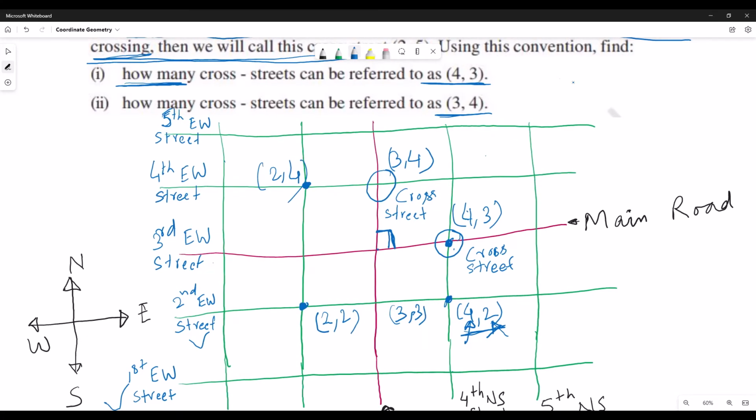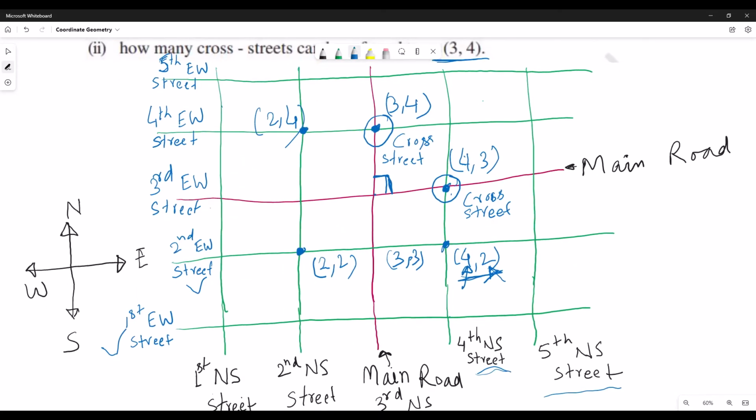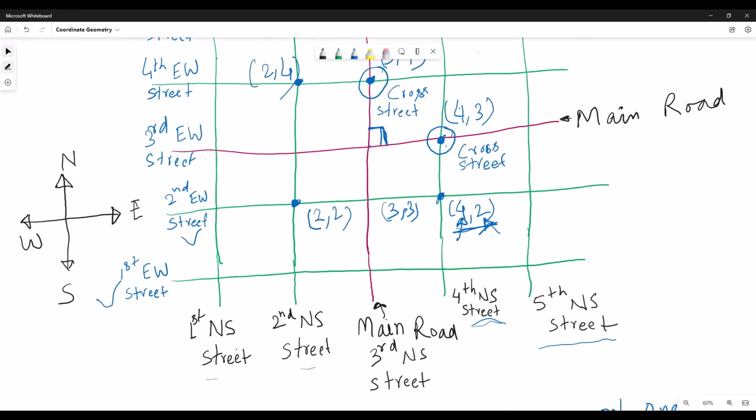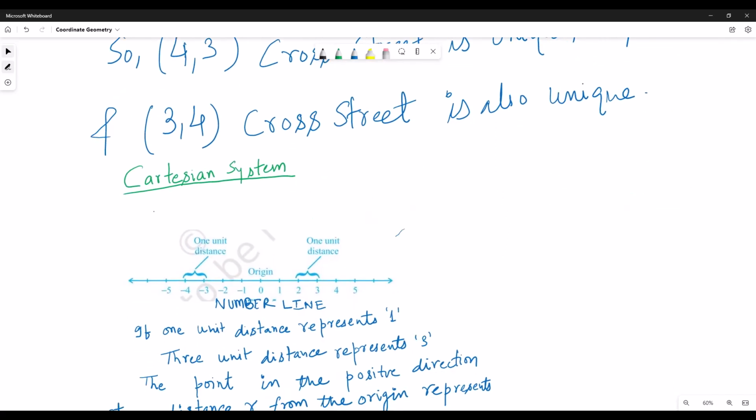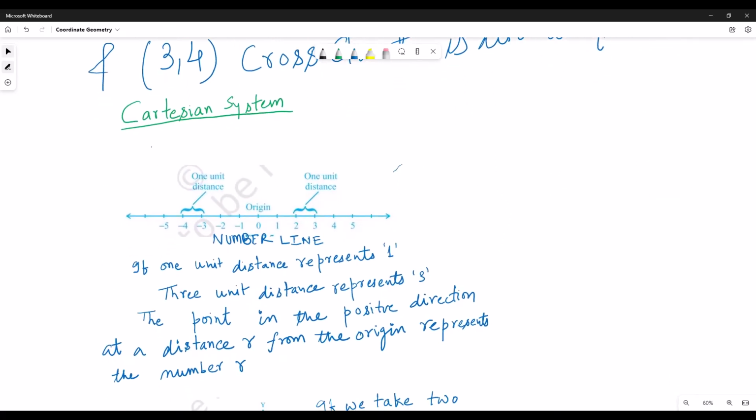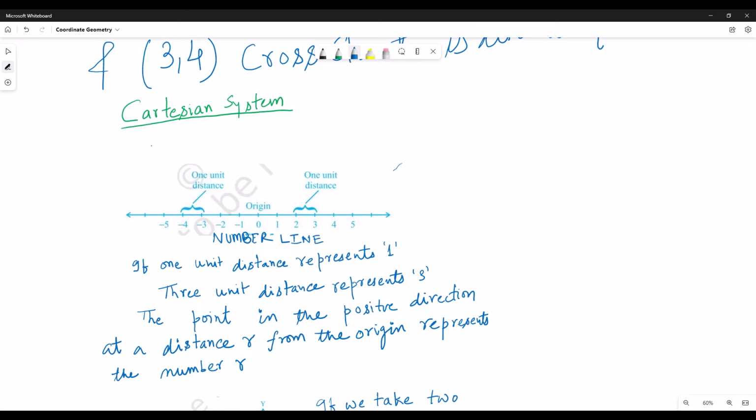So you can see the use of coordinate geometry in city planning. In city planning, you can name the crossings. So this is the use of coordinate geometry in a plane, and how you can locate points in a plane. So let us come to the Cartesian system. Whatever we were studying till now, that is the Cartesian system only.